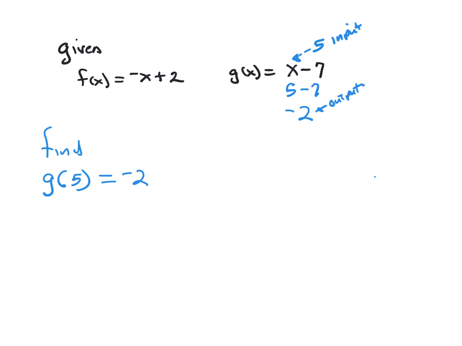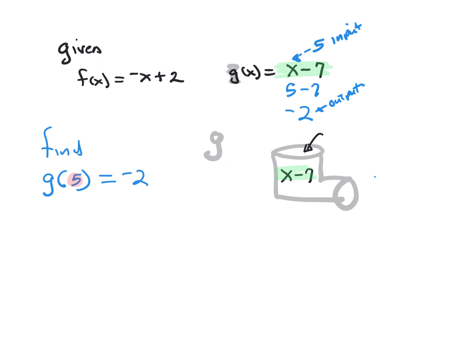Some people find it helps to draw a picture. If you wanted to draw a diagram of this, this is your g function, and the rule is x minus 7. They asked you to put 5 into the function, so we put 5 where the x used to be, and that gives you negative 2. So if you need to, you can draw a picture. But do you really need to draw a picture?